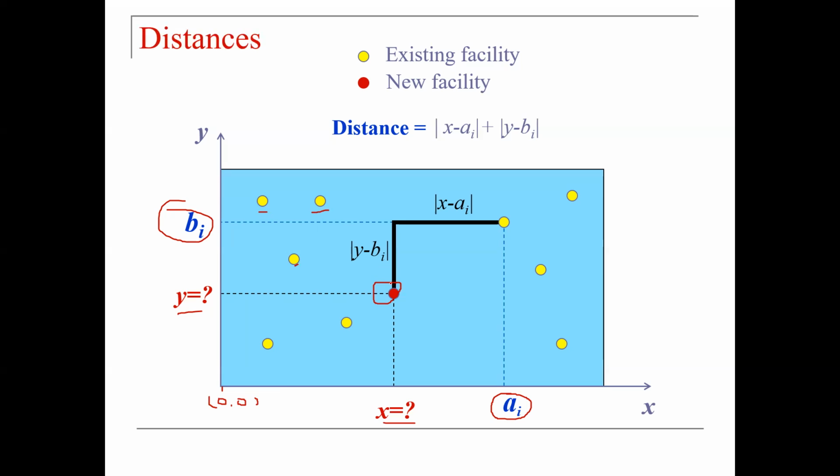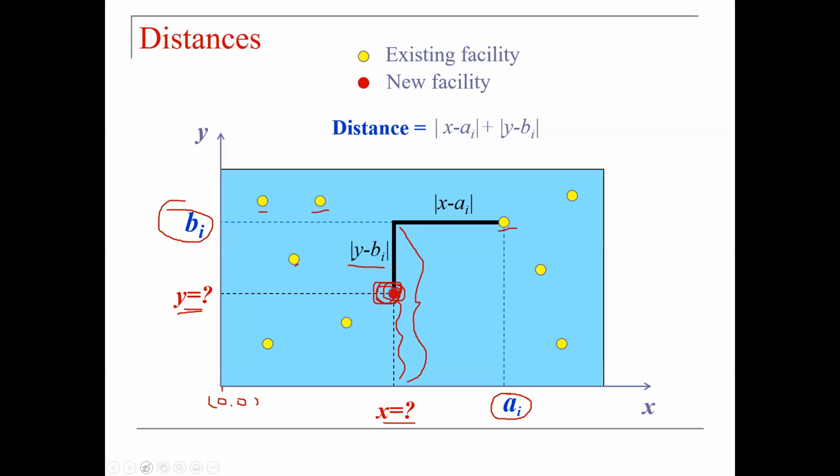So in this case, we are trying to estimate the distance from this possible location and this existing facility. If you look at the y-axis, that distance is the absolute value of the difference between y and bi. So y is going to be that possible y coordinate or y distance. In this case, that will be this distance. And bi is this distance from the origin, in terms of y, to that location.